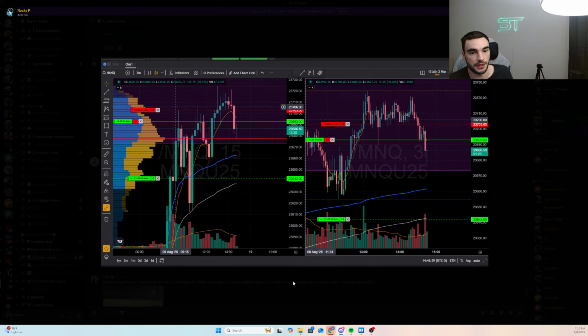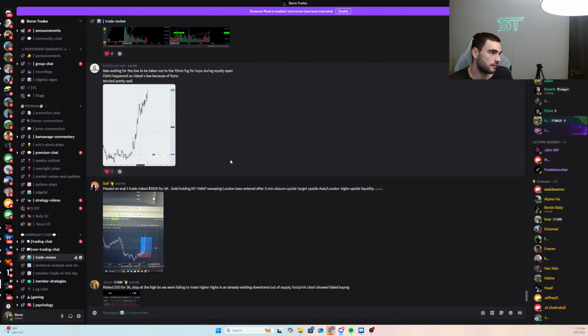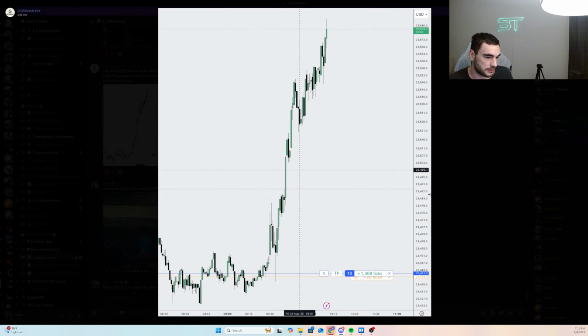The trade I posted up in the updates ran for only like 30 points, but yeah, this is a little bit of a chase in my eyes. The entry's just late. Was waiting for the low to be taken out on the 15-minute FVG for buyers during equity open. Didn't happen, so risk very low because of FOMO. Worked pretty well. Okay, solid. This stop should be adjusted though. We shouldn't have our stop all the way down here.